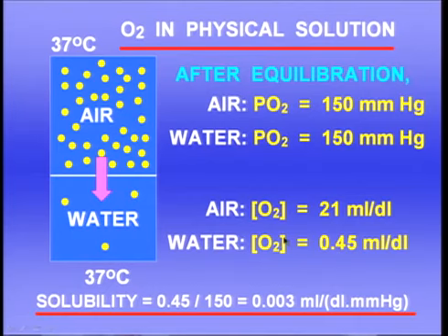Well, it's very much less. And that, of course, is because the solubility of oxygen in water is relatively low. In fact, the solubility is shown down here as 0.003 mL per deciliter per millimeter of mercury. And so the amount of oxygen at a PO2 of 150 is going to be 150 times 0.003, and that comes to 0.45 mL per deciliter. Okay, so that's oxygen in physical solution.